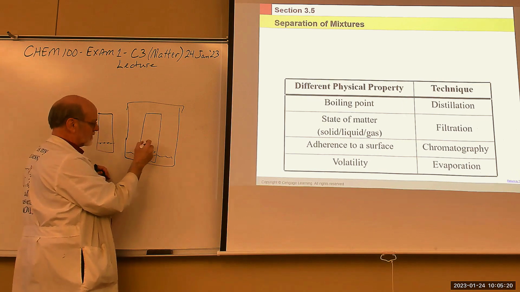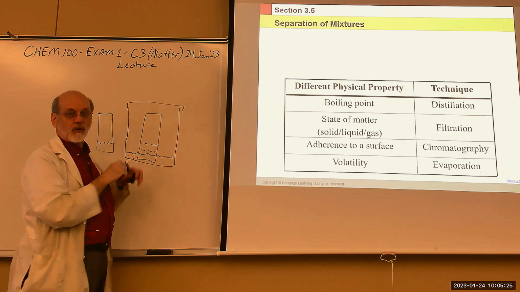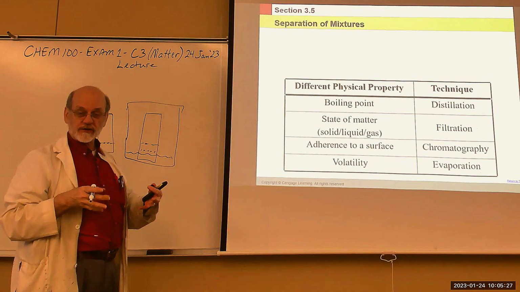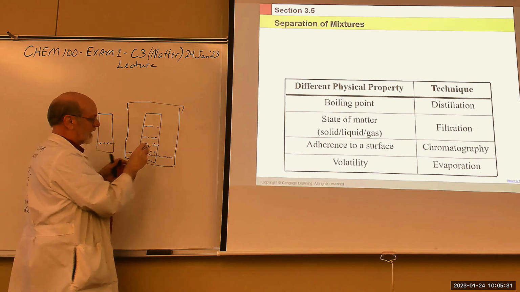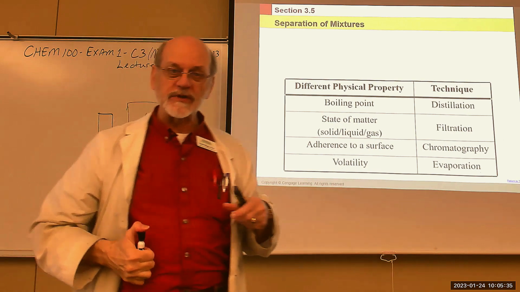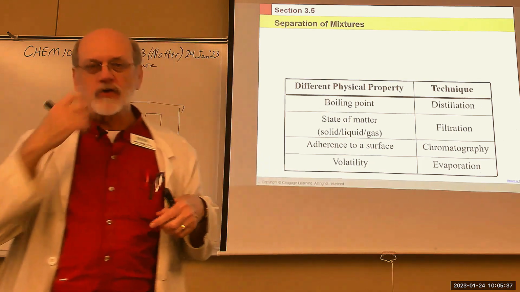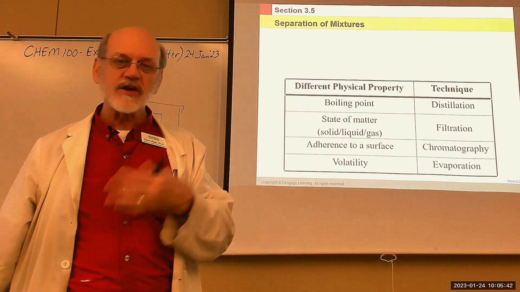So they would be down here. They would have a line here. And then the ones that weren't attracted strongly to the paper would move faster, and they would be up here. Right? So you could separate your mixture by this process called chromatography. Chroma means color, and graph means to write. So it's color writing.